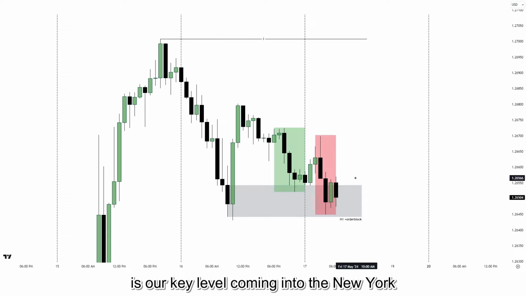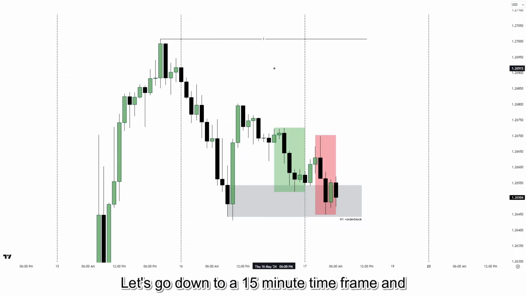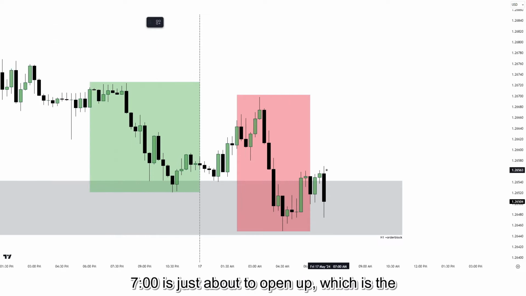Coming into the New York session, we want to go down to a lower time frame and anticipate a break of structure on that lower time frame to then capitalize on this New York power of 3, aiming back above the high of week. Let's go down to the 15-minute time frame and see what happens. So we're down to the 15-minute time frame. 7 o'clock is just about to open up, which is the New York session open.